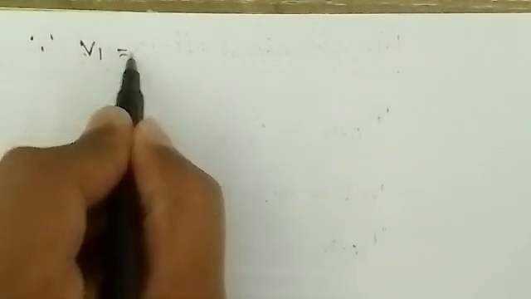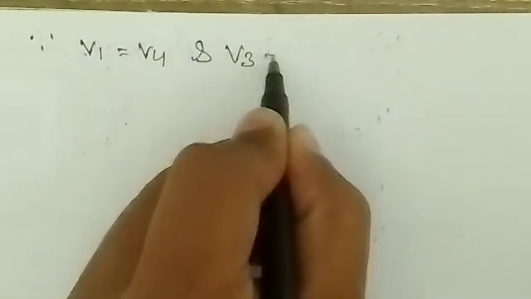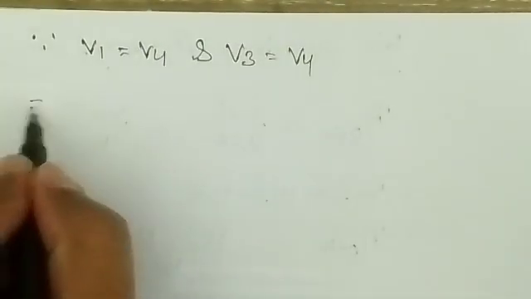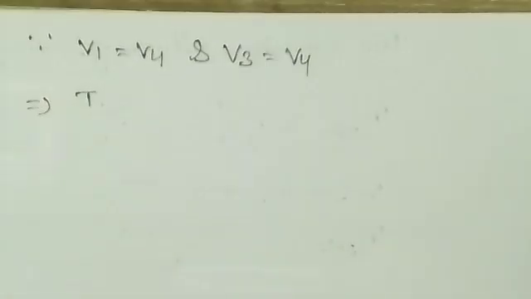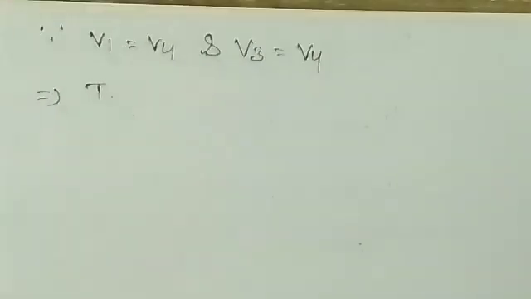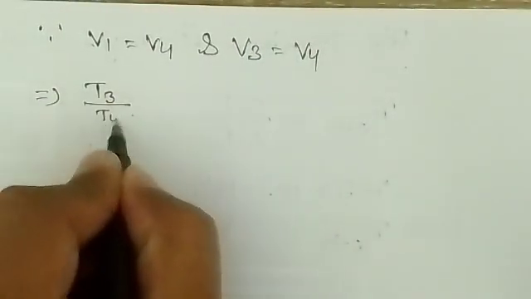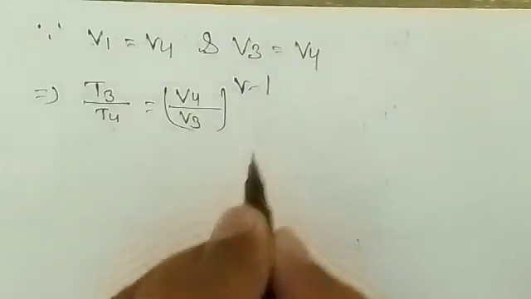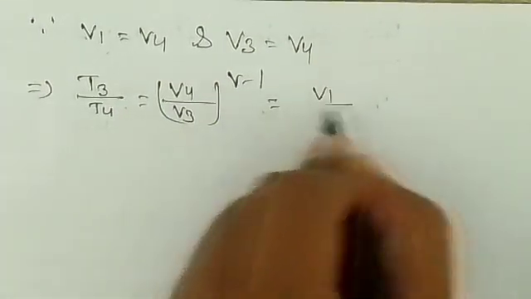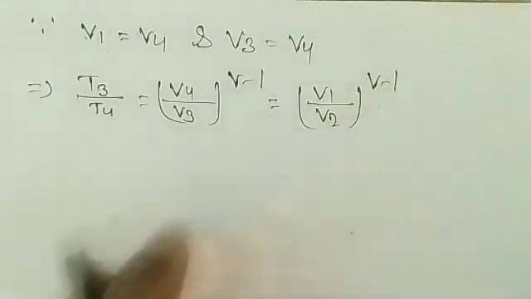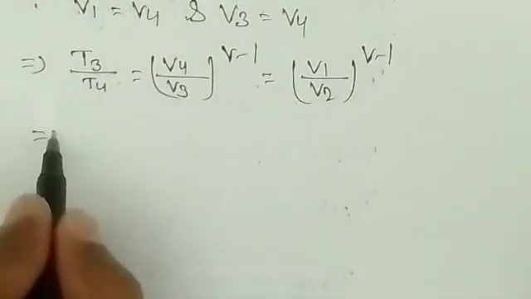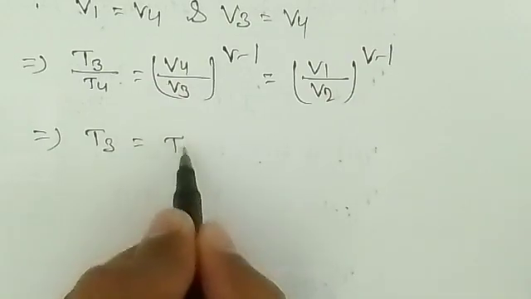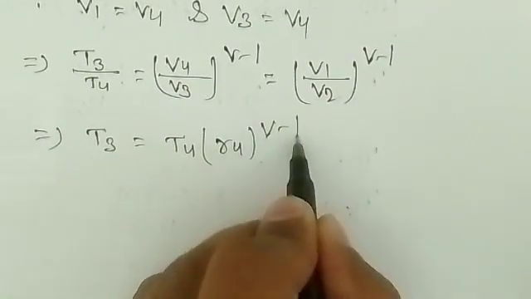Now we can say that since V1 is equal to V4 and V3 is equal to V2, whatever relation you got, that T3 by T4 is equal to (V4 by V3) to the power gamma minus 1, again I am writing. That is nothing but (V1 by V2) to the power of gamma minus 1. And V1 by V2 is Rc, that is the compression ratio. So you can say T3 is equal to T4 times Rc to the power gamma minus 1, right?